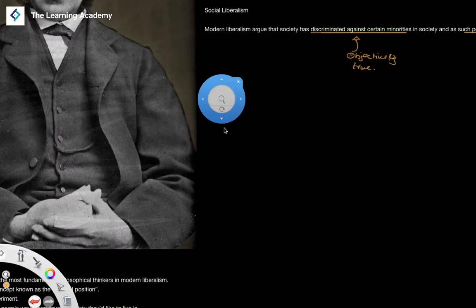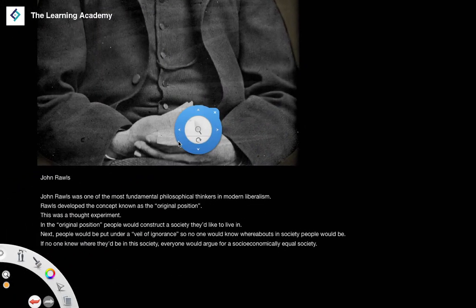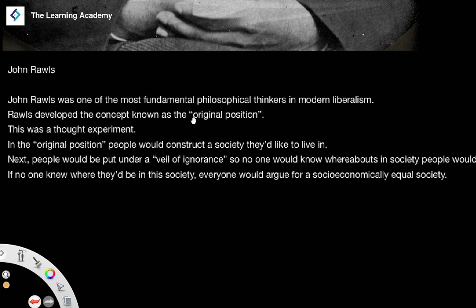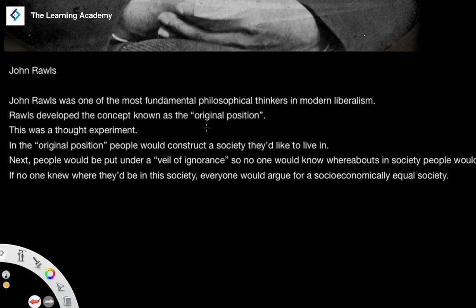The final thing I want to talk about is one of the key major philosophers within modern liberalism, probably one of the most fundamental modern liberal thinkers, and this is John Rawls. So John Rawls, in his book Theory of Justice and in his subsequent work I believe it's called Political Liberalism. Hang on. Yes, it's called Political Liberalism. I just checked my shelf.